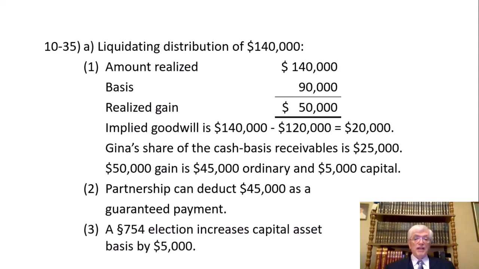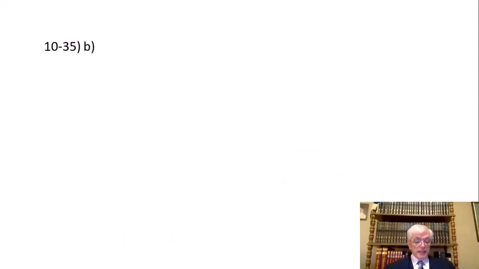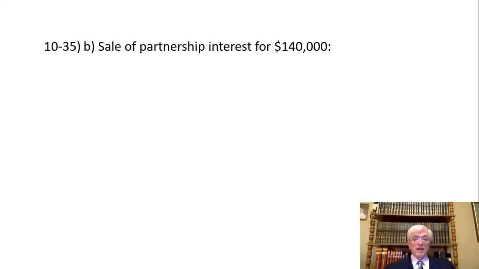A 754 election, that is the basis adjustment, will increase that capital asset by $5,000 by the amount of Gina's capital gain. Letter B, now assume that Gina sells her partnership interest to Jess for $140,000 cash. Sale of partnership interest for $140,000. So this is not a liquidating distribution. Number 1, what is the amount and character of Gina's gain?